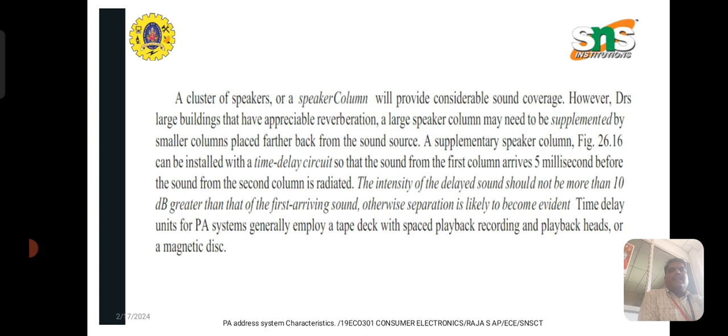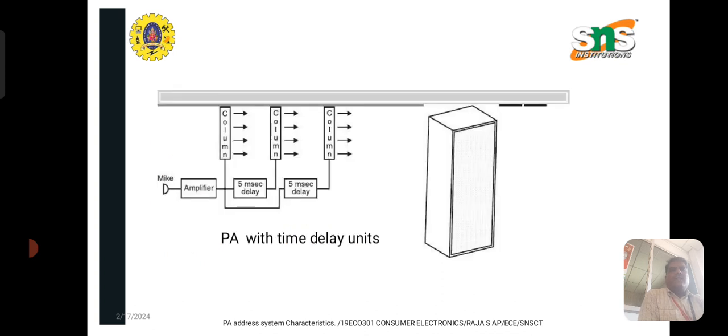A supplementary speaker column can be installed with a time delay circuit so that the sound from the first column arrives 5 milliseconds before the sound from the second column is radiated. The intensity of the delayed sound should not be more than 10 decibels greater than that of the first arriving sound, otherwise separation is likely to become evident. Time delay units for PA systems generally employ a tape deck with speed playback, where recording and playback heads are on a magnetic disc. This figure shows how a PA system will provide a time delay.